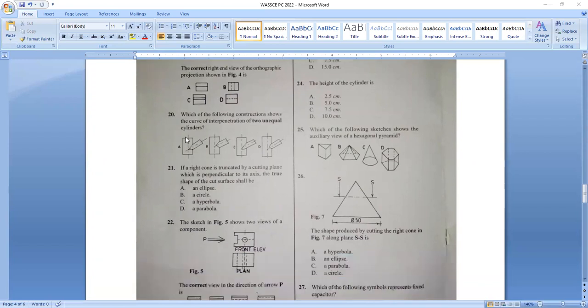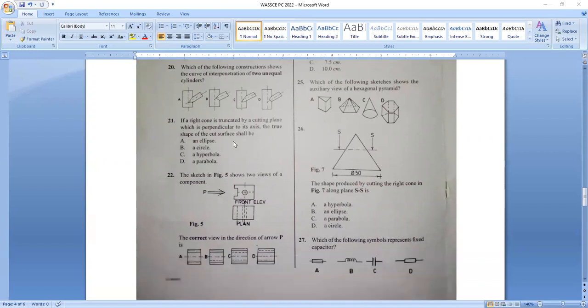So question 20, which of the following constructions show the curve of interpenetration of two unequal cylinders? The answer is option D. So we move to question 21.